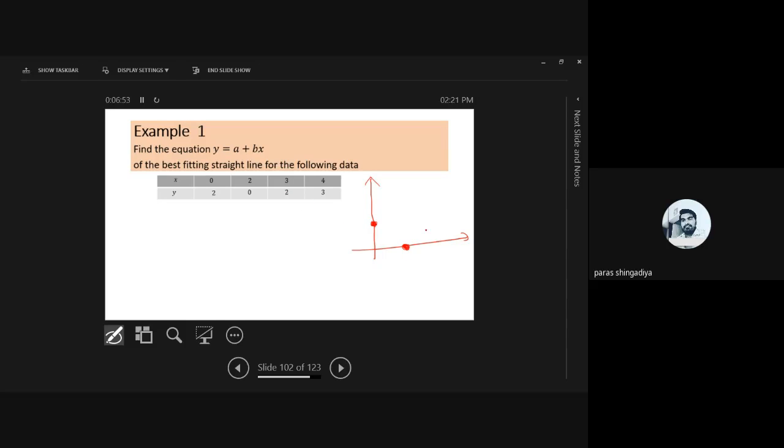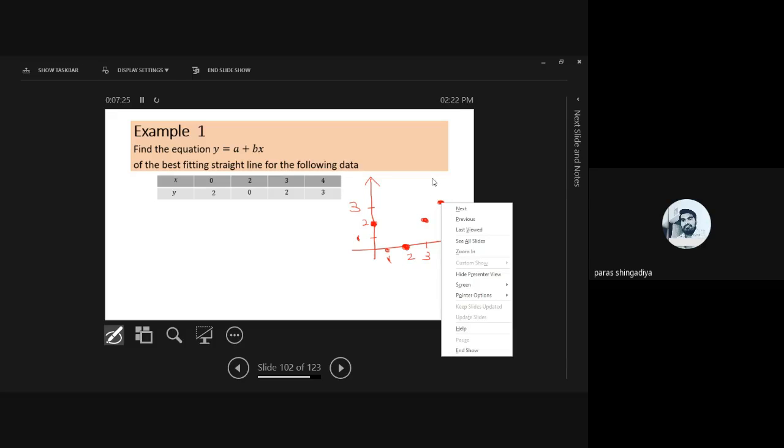Third point is 3, 2, so x is 3, y is 2, so the third point will be here. Suppose this is 1, 2, 3, and so on. Okay, so the third point will be 3, 2, so it will be here. Okay, and then 4, 3, so x is 4, y is 3, so the fourth point, let us take 4 here, and after that 3, so it will be here. Okay, so this is the position of the points.